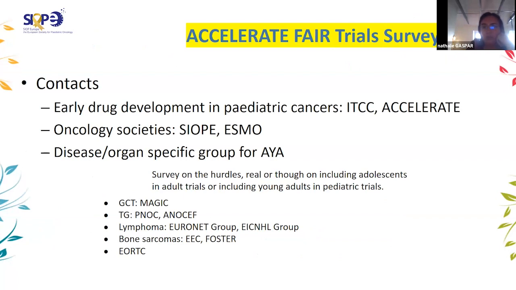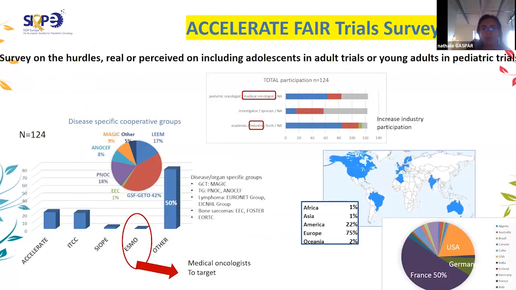We tried to see what the problems were in doing such a trial. We did a survey that we sent to several associations: ITCC, Accelerate, CIOP, ESMO, and different disease-specific groups for diseases present in AYA. We got 124 answers, and most came from the pediatric oncology world, but some from industry too, around 25%. The answers came from across the world, but very few from medical oncology, none from ESMO, though some from the disease-specific groups.